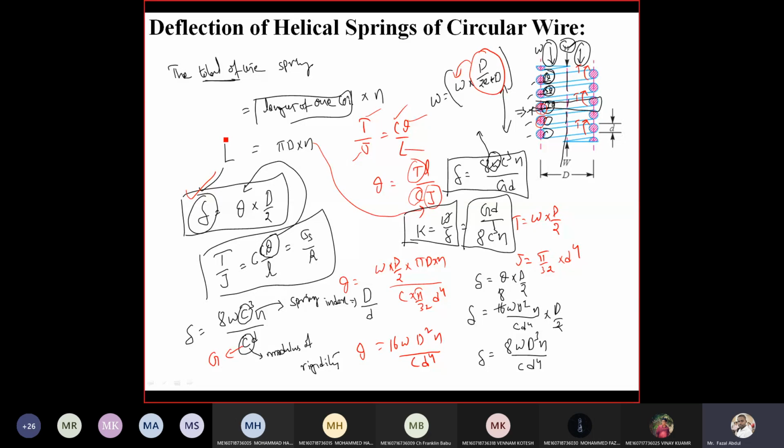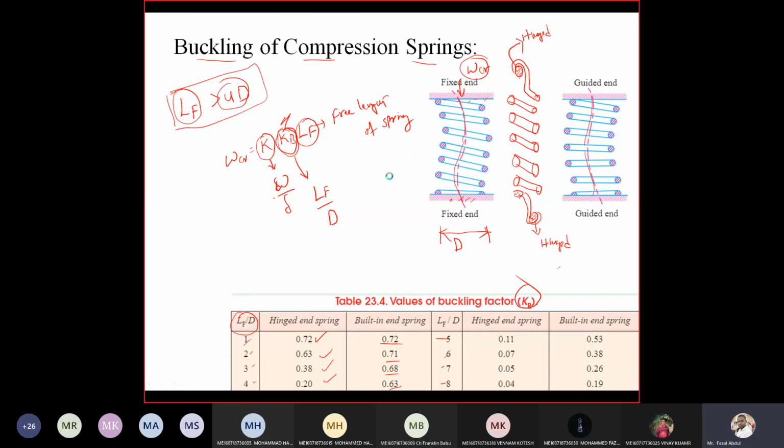So regarding this topic, do you have any doubts? Eccentric loading, critical loading, deflection of spring. If you have any doubts, you can ask Babu. Don't have any doubts, Babu? So shall we move to the next topic?